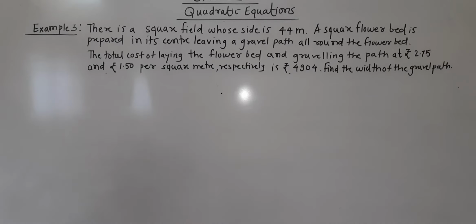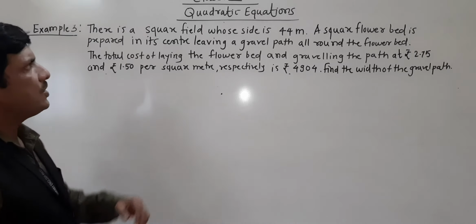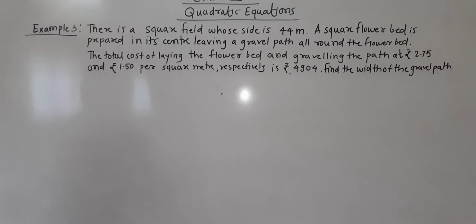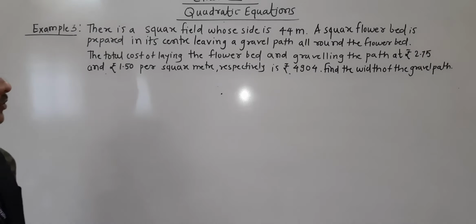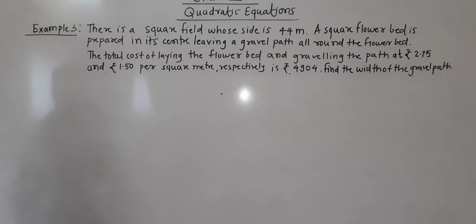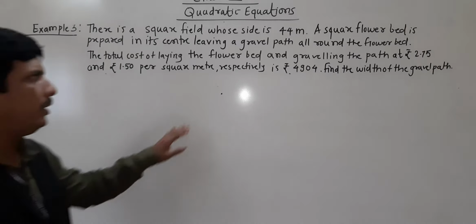Okay, see here, example number 3. There is a square field whose side is 44 meter. A square flower bed is prepared in its center, leaving a gravel path all around the flower bed. The total cost of laying the flower bed and graveling the path at rupees 2.75 and rupees 1.50 per square meter respectively is rupees 4,904. Find the width of the gravel path.